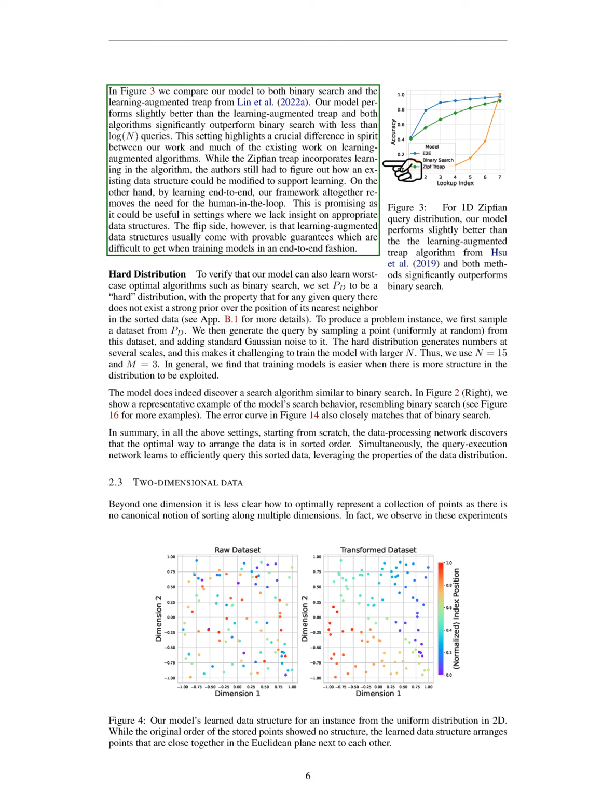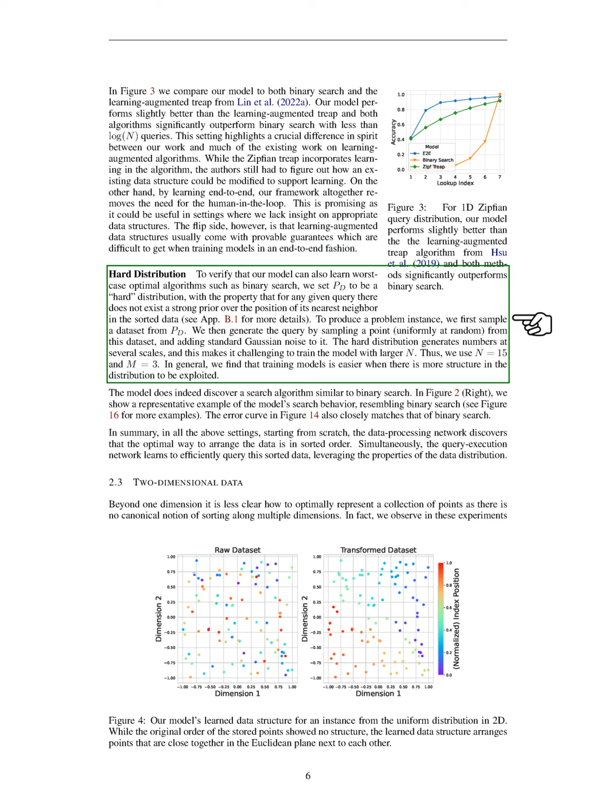This distinction emphasizes that while the Zipfian treap incorporates learning, it still relies on modifying existing structures. In contrast, our approach learns end-to-end, eliminating the need for human intervention, which is beneficial when we lack knowledge about suitable data structures. However, we note that learning augmented structures often provide guarantees that are harder to achieve with our method. Next, we examine a hard distribution to test if our model can learn optimal algorithms like binary search.